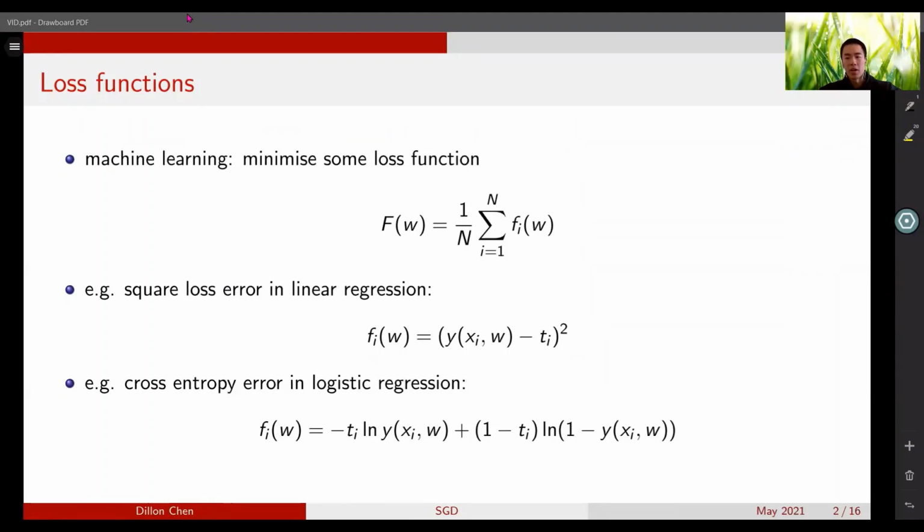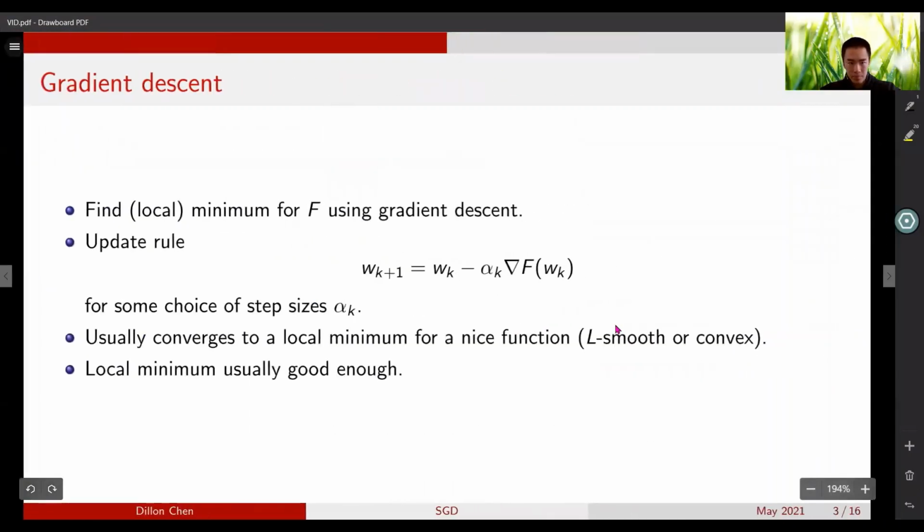In machine learning, we are often concerned with minimizing some loss function of the form as follows. We have F(w) equals the sum or average of several smaller F_i(w)'s. Some common examples we've encountered are the square loss error in linear regression and the cross entropy error function here. And the F_i's are given as shown in the slides.